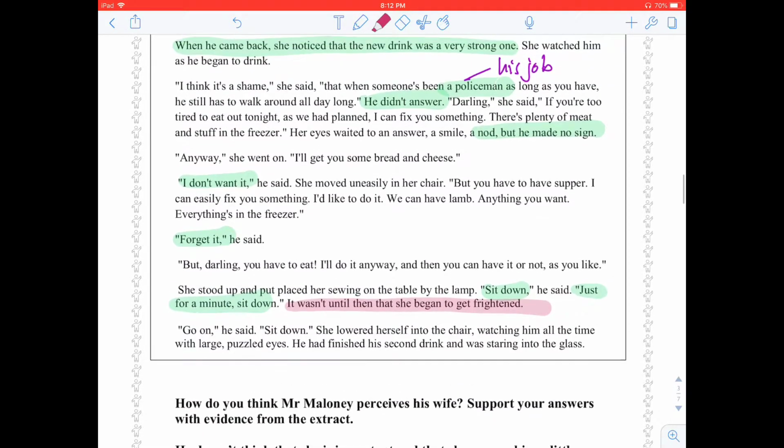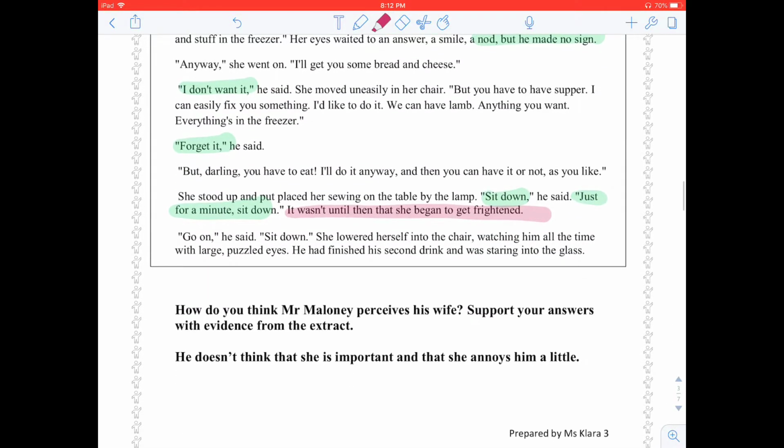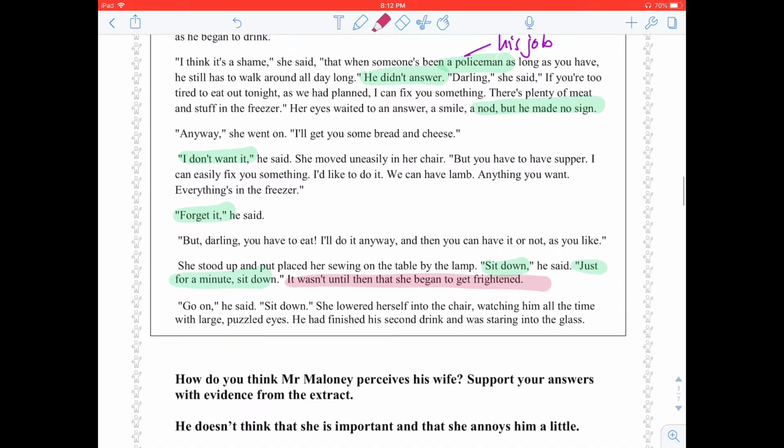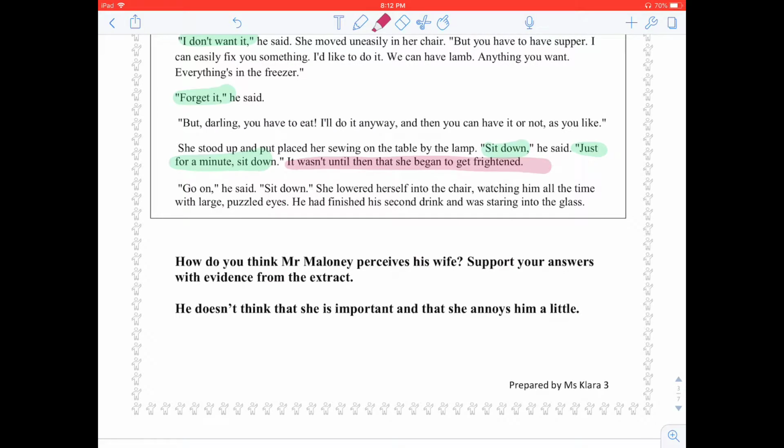Okay, so look at this. "How do you think Mr. Maloney perceives his wife? Support your answers with evidence from the extract." A possible answer would be he doesn't think that she's important enough and that she annoys him a little. Why? Because of the way they were interacting here. You can use this as evidence, like the way she was talking to him, but he doesn't want to respond to her. He doesn't really care about her feelings as well. He's just saying, "Sit down, sit down." She's obviously trying to care for him, but he doesn't want to reciprocate. But you can have any other answer that you want.